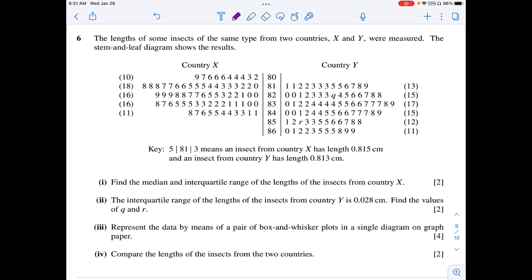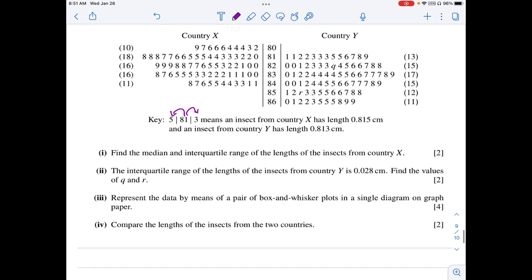Question number 6. The lengths of some insects of the same type of two countries X and Y are measured. The stem and leaf diagram shows this one. 5/81 means 0.815 centimeters, so you should be reading the other way, and 0.813 centimeters from Y. Find the median and interquartile range of the lengths of the insects of country X.